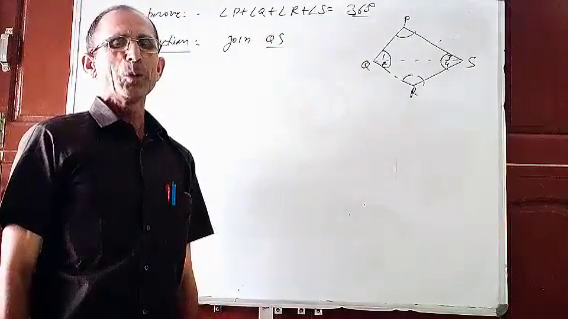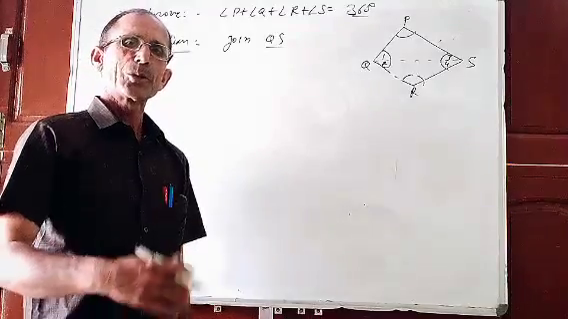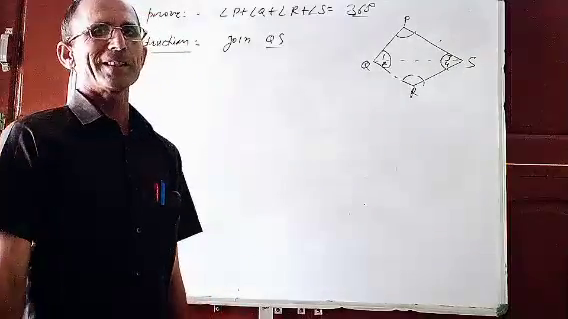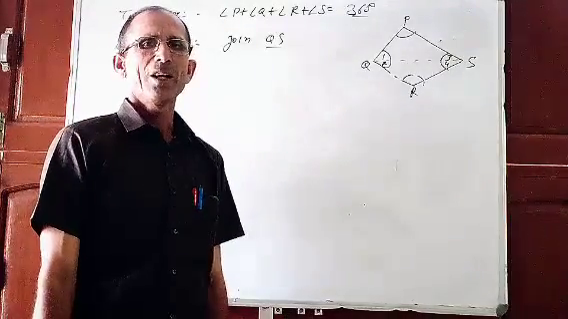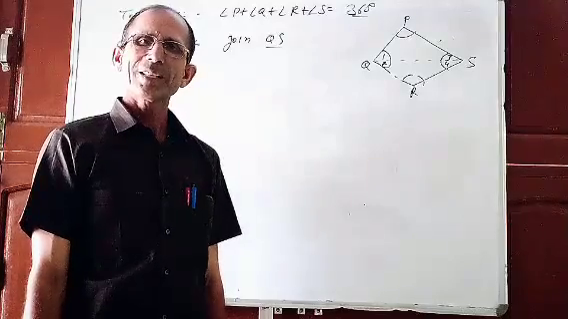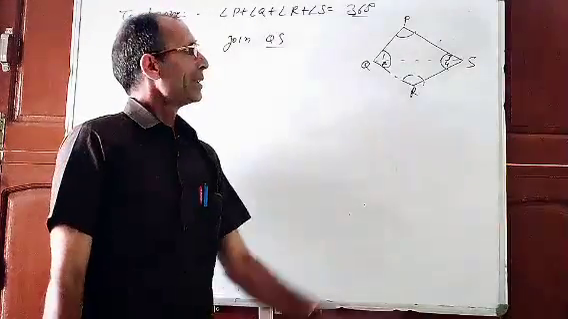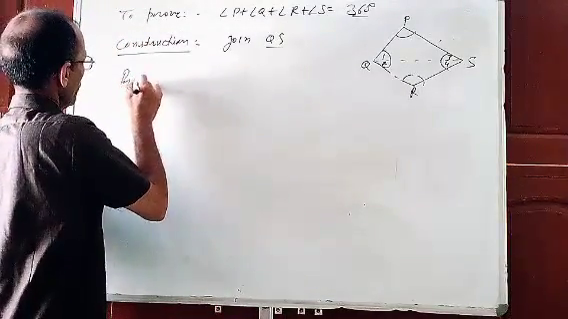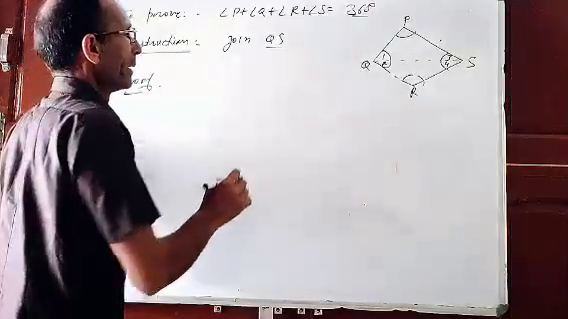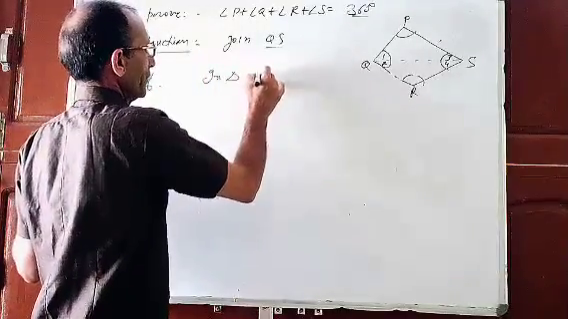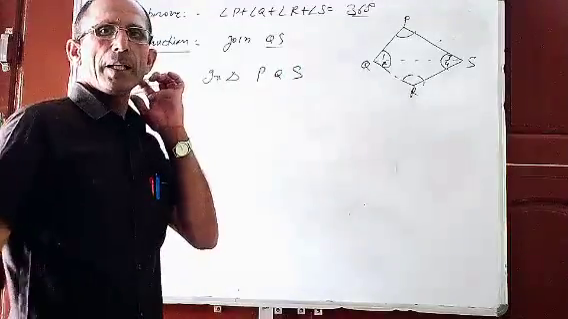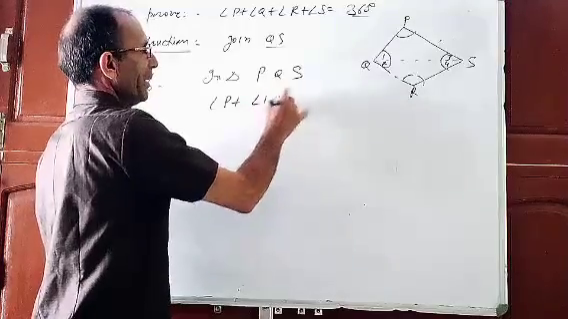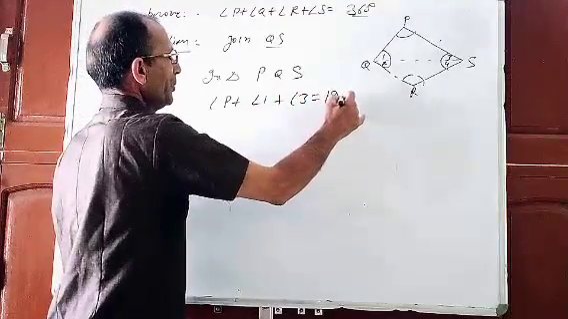So for this proof, we need to use another proof. You already proved in class 7, and in this section also I told you, the sum of the angles of a triangle is 180. Yes or no? I proved that theorem also. So in triangle PQS, solution or proof: in triangle PQS, angle P plus angle 1 plus angle 3 is equal to 180 degree.